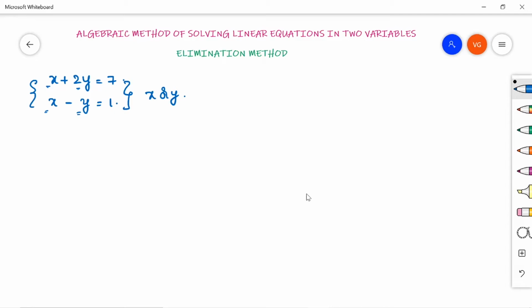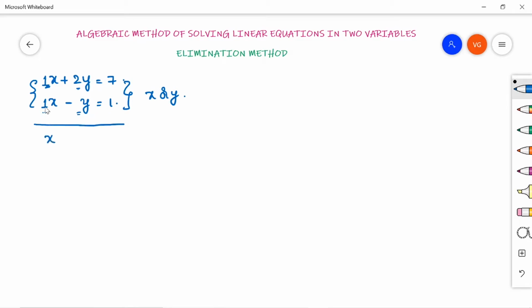Suppose my first equation is x plus 2y is equal to 7 and the second equation is x minus y is equal to 1. See, the coefficient of x in the first equation is 1 and in the second equation also the coefficient of x is 1. Right, now I can add or subtract such that this x will get cancelled here. Both are plus 1 and plus 1, so I can subtract these two equations on both sides. See here, I am subtracting these two equations such that the variable x will get cancelled.